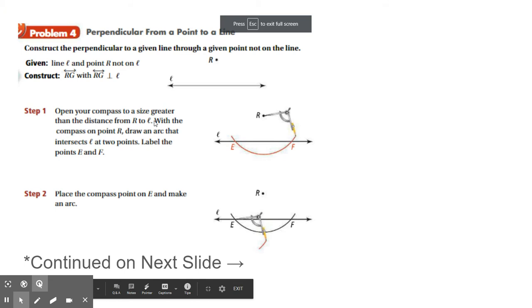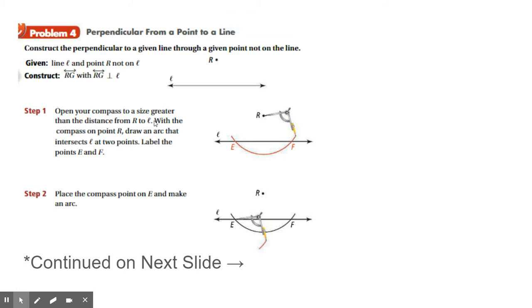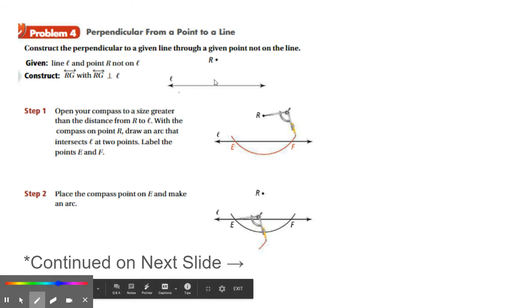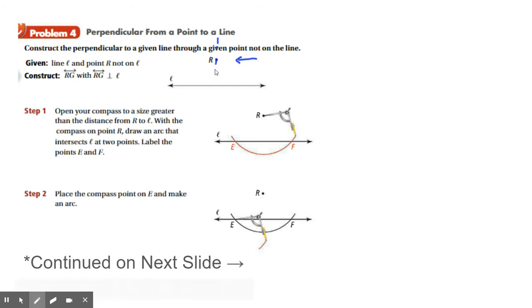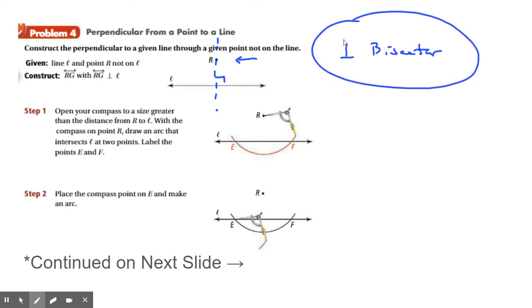Now we're going to do a perpendicular from a point to a line. This point is off of the line. Here's line L, and here's R off the line. Again, we want to construct a perpendicular going down through R. It is again going to be like our perpendicular bisector construction, and similar to the one we just did, except your R is above the line, off the line. There are two slides for this construction.